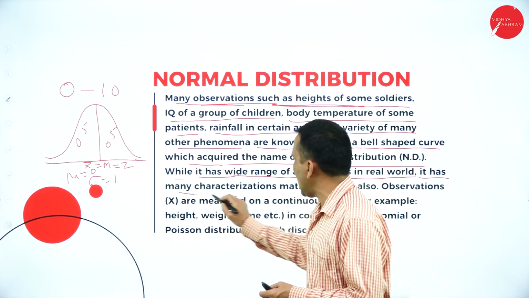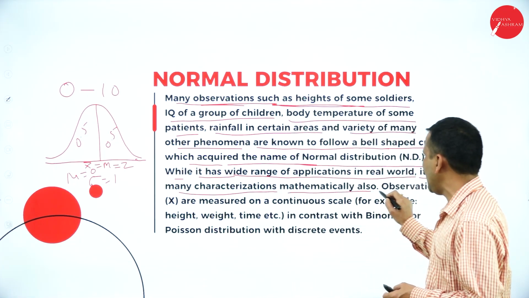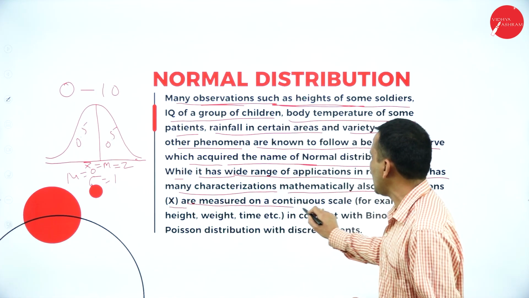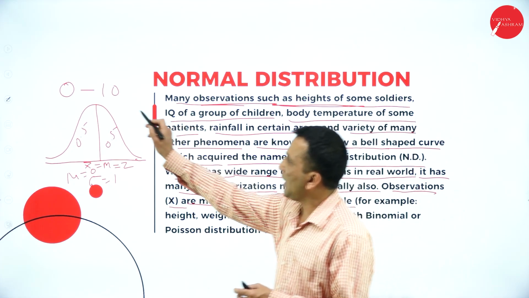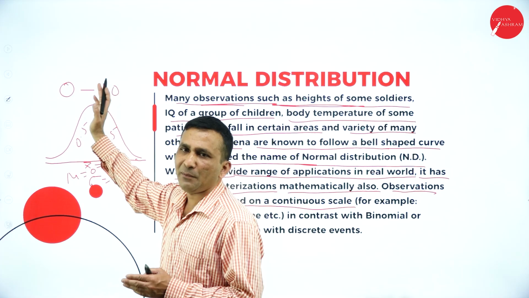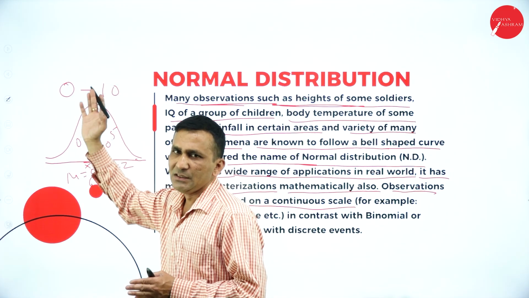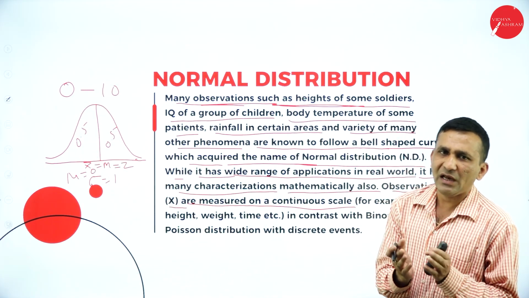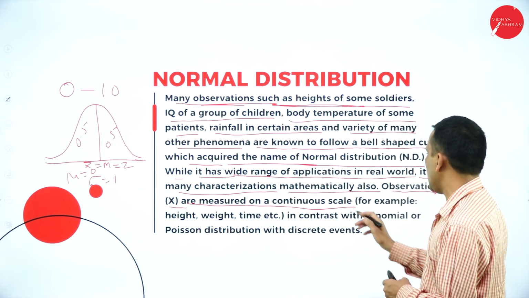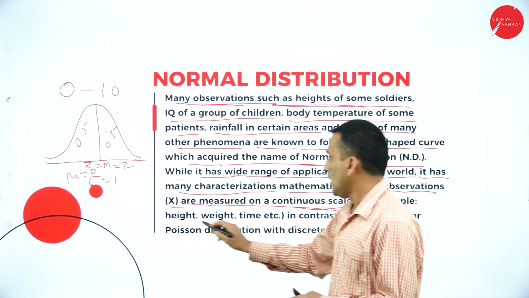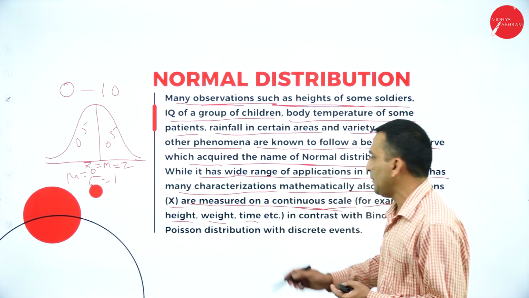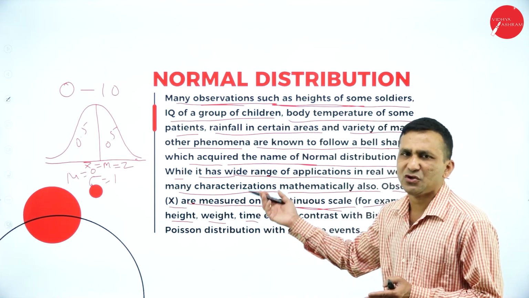It has many characterizations, mathematical also. The observation called x is measured on a continuous scale, because we are working with a continuous series, with a lower limit and upper limit, so we are able to identify a range. When we are studying a group of people, it is better to go for the normal distribution. Examples on the continuous scale are height, weight, and time, which are the best examples related to the normal distribution.